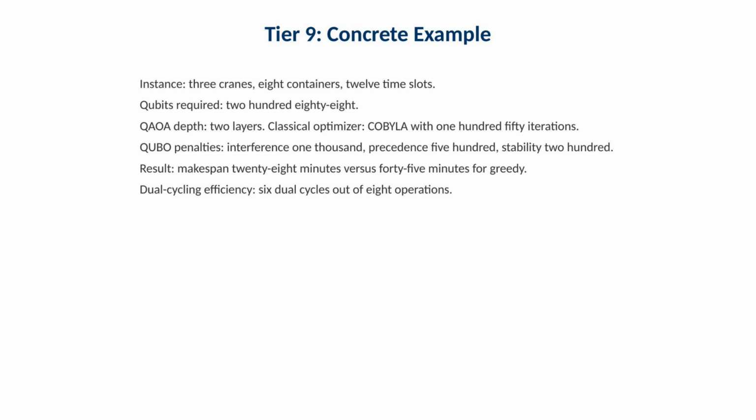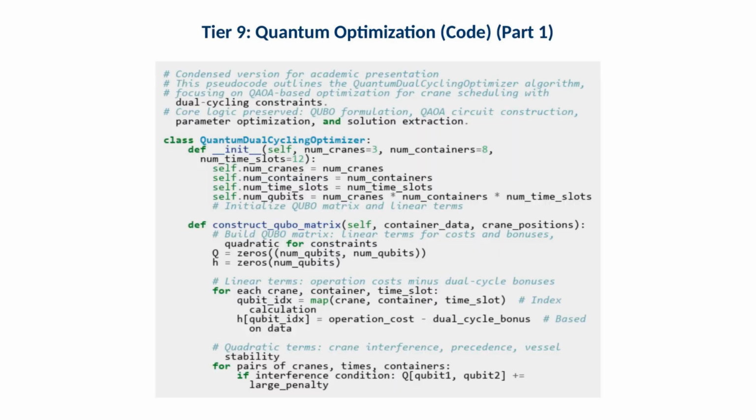The reported result is a makespan of 28 minutes versus 45 minutes for a greedy baseline, with 6 dual cycles out of 8 operations. This code section defines the quantum optimizer structure and how the number of qubits is derived from cranes, containers, and time slots. Operationally, the core risk is scale. The model grows quickly, so feasibility depends on exploiting structure and sparsity.